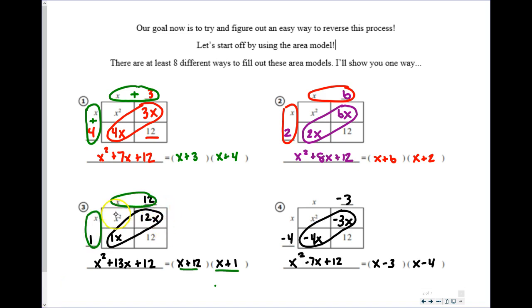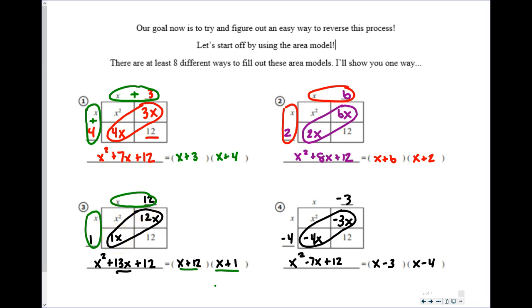So here are 2 that I came up with. The first one, number 3 here, I put 12 and 1. Now you could have put something different, but I put 12 and 1. You could have put 1 on top and 12 on the side. It honestly doesn't matter where you put your numbers, okay? So when I put them in my area model, I ended up getting a 13 in the middle, and then my binomials are x plus 12, x plus 1.